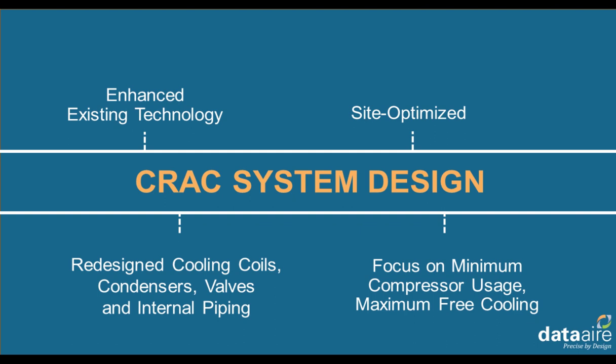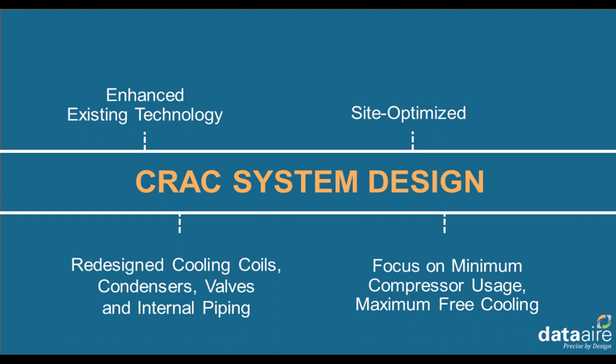So we optimized the water side coils, the valves, the condenser, and the internal piping to ensure a pressure drop across the entire unit of 20 feet or less, as well as ensure that the pressure drop between any of the modes of operation were nearly identical. So the goal being to have smooth transitions between the modes of operation.